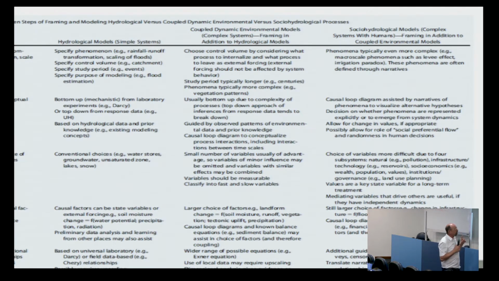We start usually with a causal loop diagram. For a causal loop diagram, we need to think about what the entities, the components of the system are, and then we say what component affects what other component, and in what way.